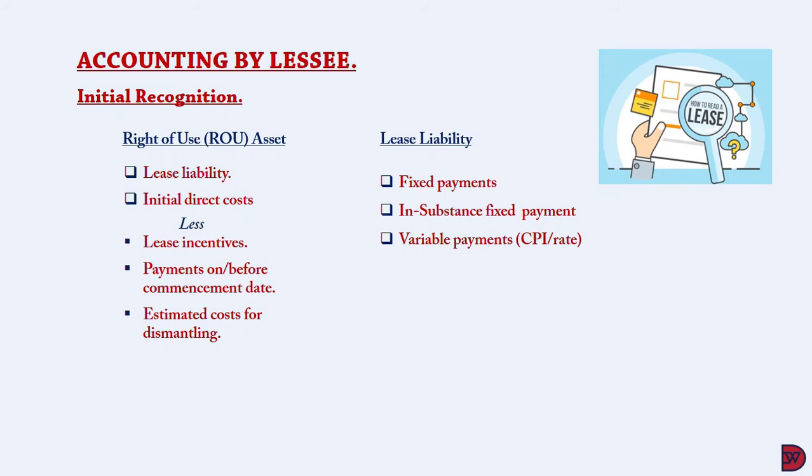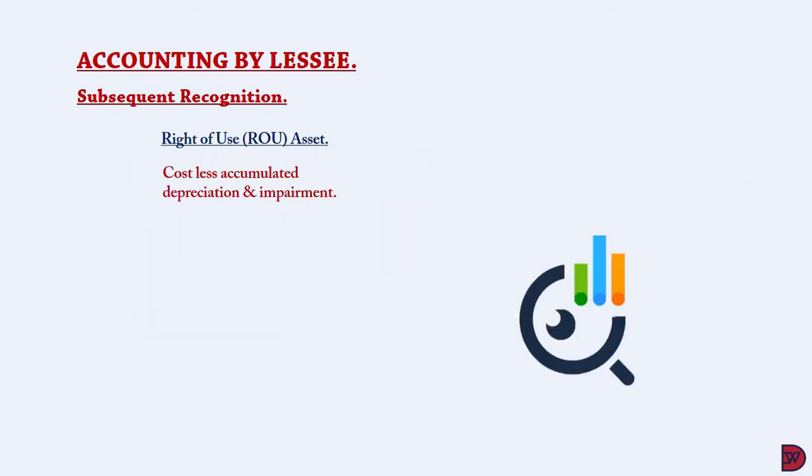The fourth component is a residual value guarantee. Is the value of the asset after the lease term for which the lessee is reasonably expected to acquire the asset for. The last component is a penalty for termination when it is reasonably certain that it is going to occur. Subsequently, we recognize right of use asset at cost less accumulated depreciation and impairment.